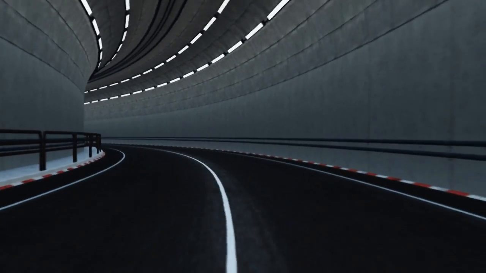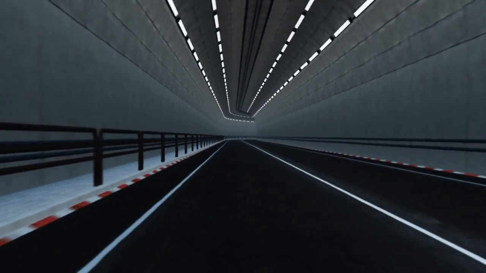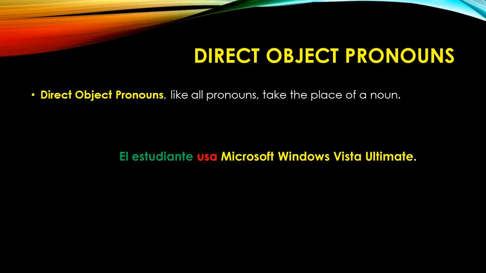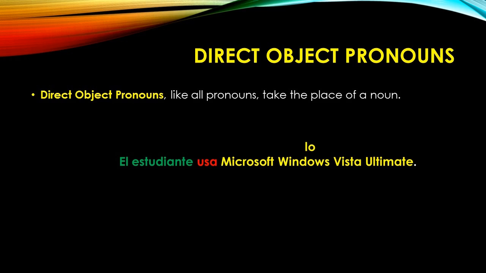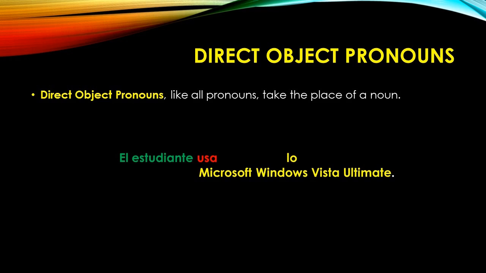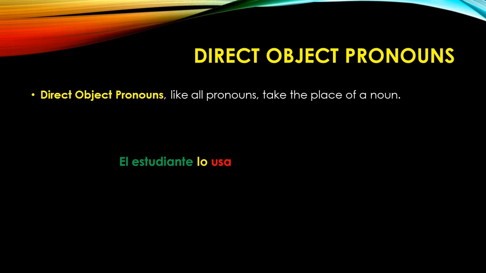Now let's move on to direct object pronouns. Direct object pronouns, like all pronouns, take the place of a noun. El estudiante usa Microsoft Windows Vista Ultimate. Okay, we can replace all of that with the pronoun lo. El estudiante lo usa. It's much shorter. In this case, lo is the direct object.